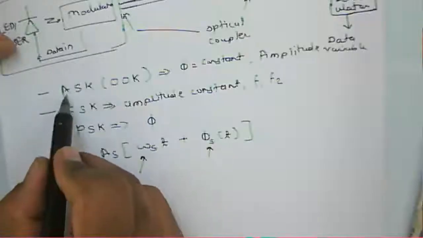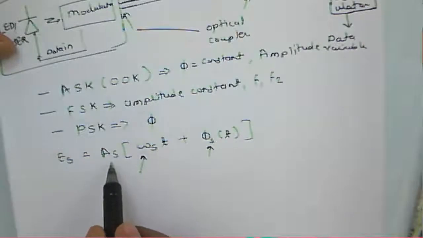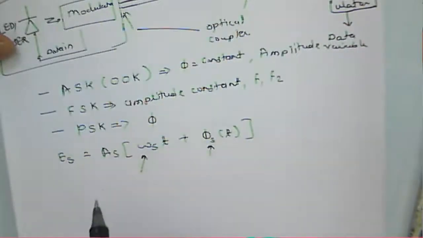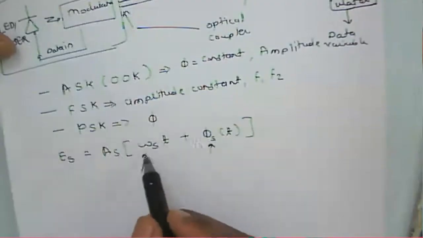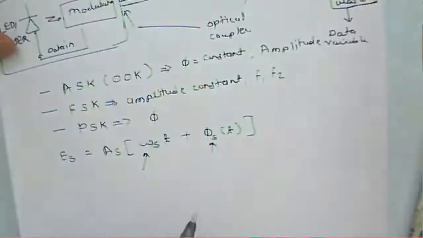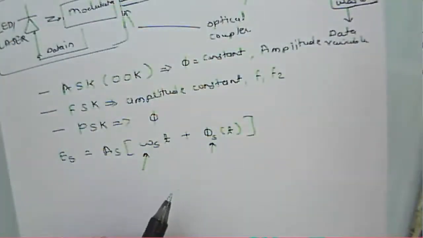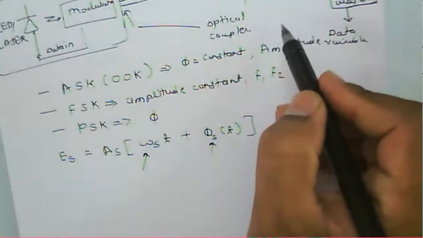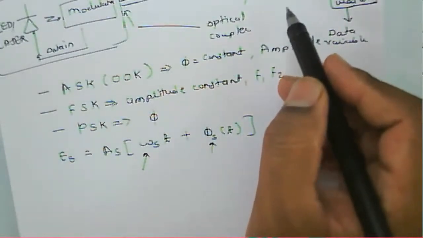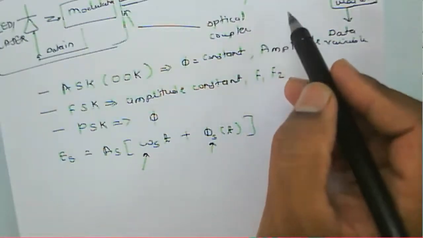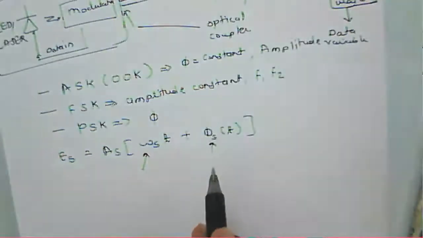So now if we consider ASK, FSK and PSK, one of these factors is varying here. And according to that, modulation will take place. And then at the receiver, we are detecting the signal and then we'll receive the signal there.